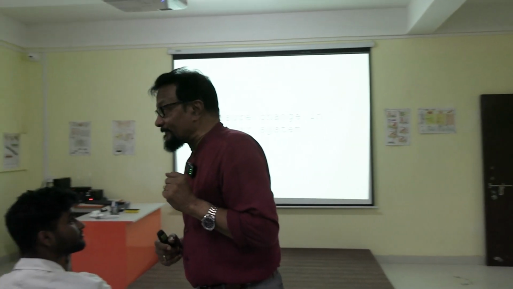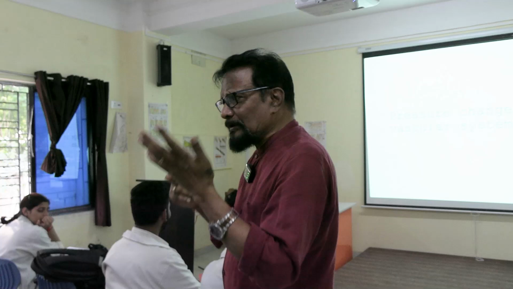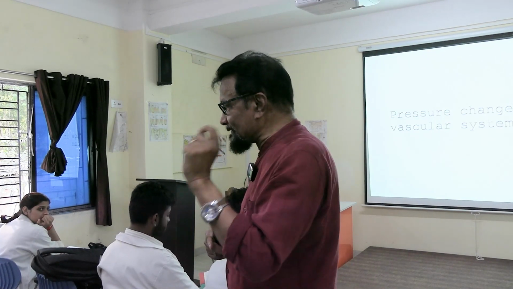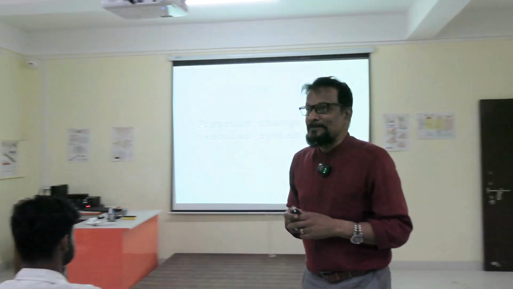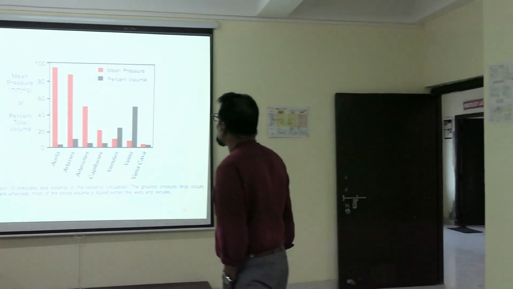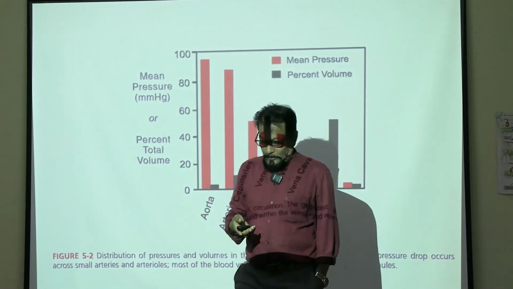So this class was very important for this purpose. You are having wrong ideas, and unless you attend these classes, these wrong ideas will not go. Now see how the blood pressure changes. The red one is the mean pressure.